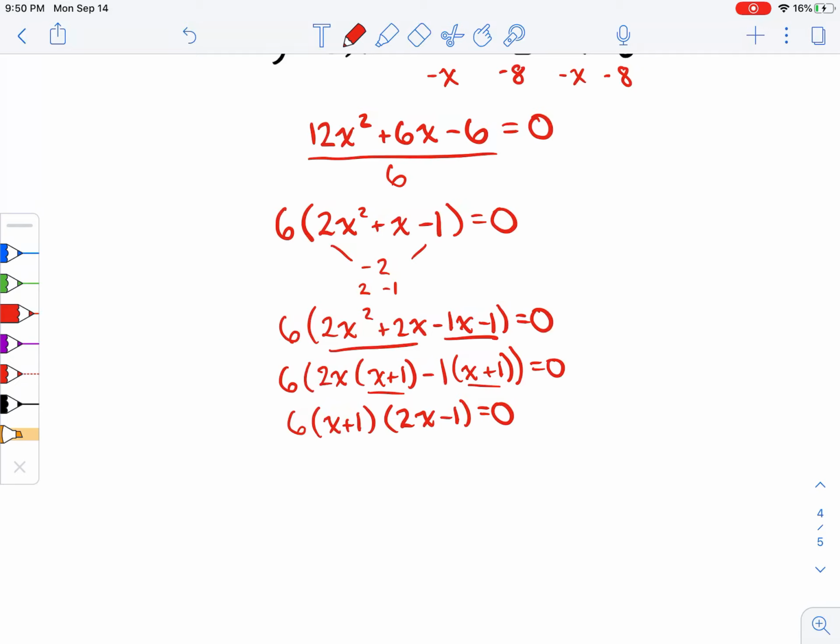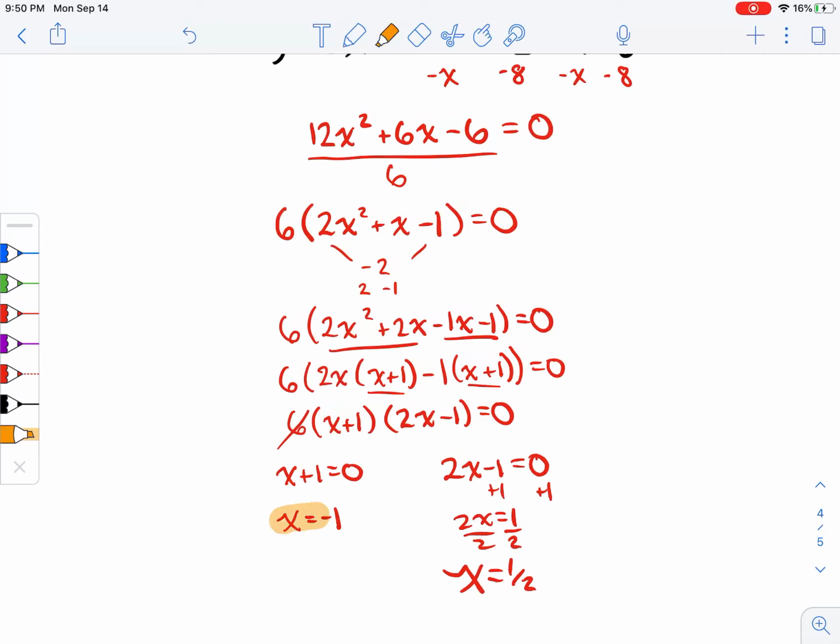And then I just set things equal to 0. I don't need to set 6 equal to 0 because that doesn't make sense. In fact, you could divide both sides by 6 and the 6 would just be gone. So then all I have is x plus 1 equals 0, or 2x minus 1 is equal to 0. So x equals negative 1, or if I add 1 to both sides, x equals 1 divided by 2, I get that x equals 1/2.